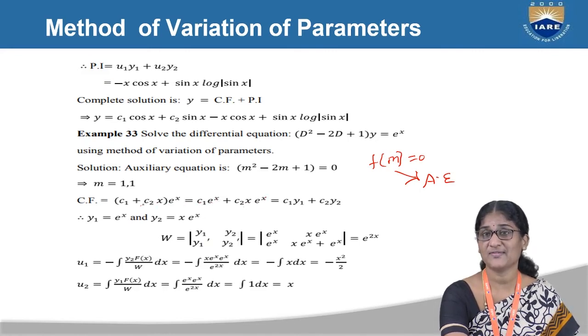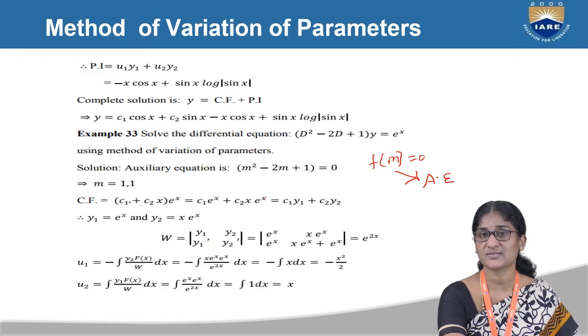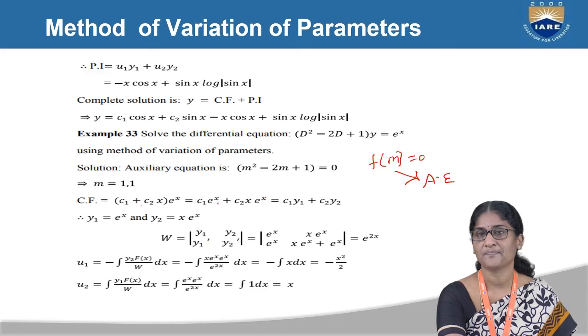And why did we write x to the power of 0? Because they are repeated roots. I have said in previous sections that when repeated roots are there, the power of x will be increasing term by term. So now I have two values, e power x and x e power x, which are the y1 and y2 values.